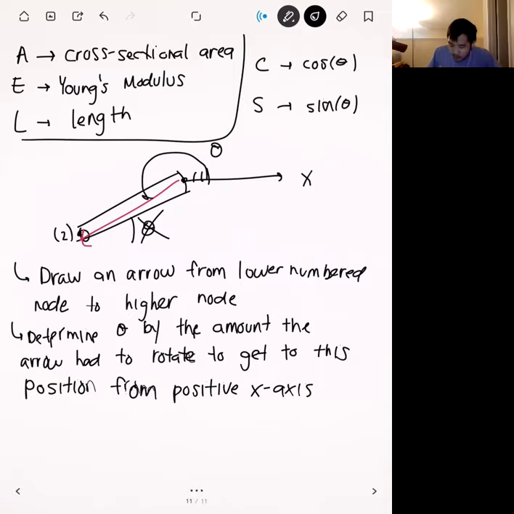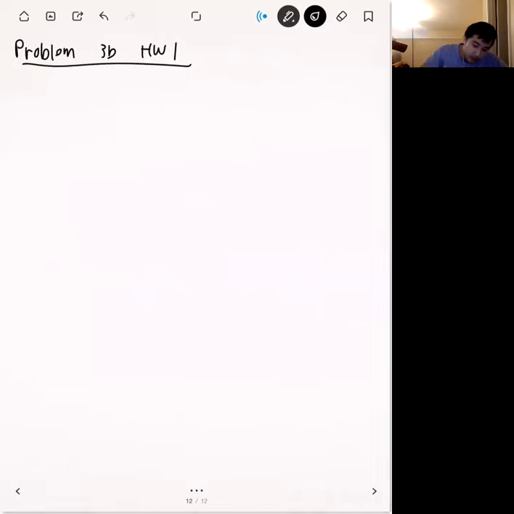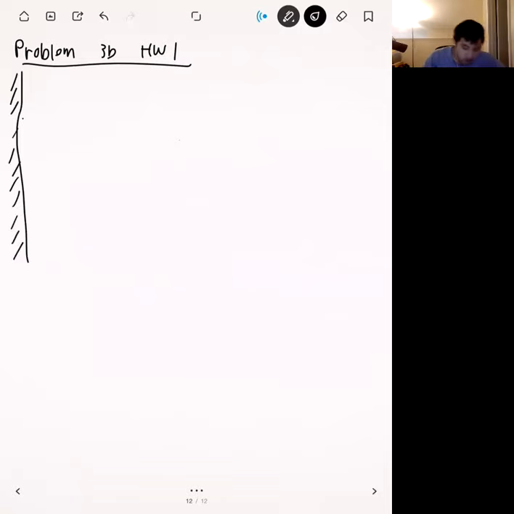And so now let's do an example in the style of what I would ask you to do on the exam. This is going to be problem 3B from homework 1. And so this problem looks like the following, right? We had a wall here. And then we had 3 elements.